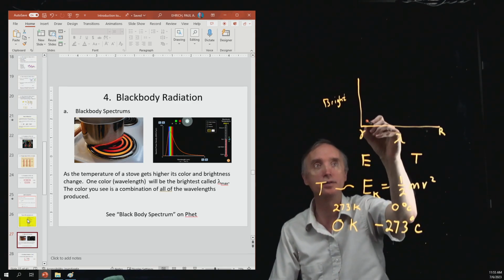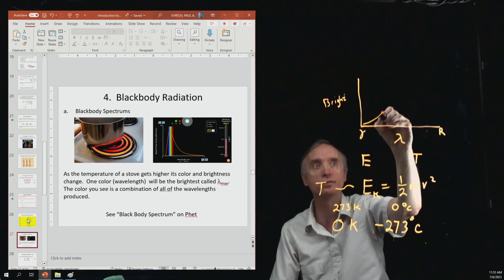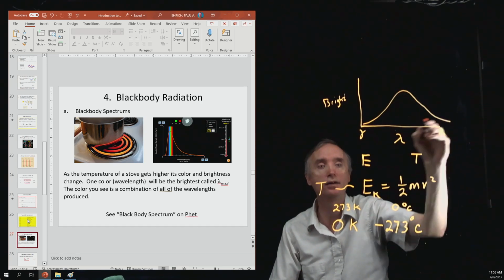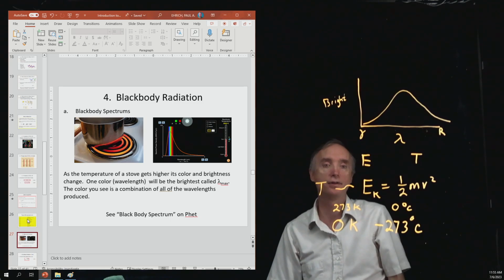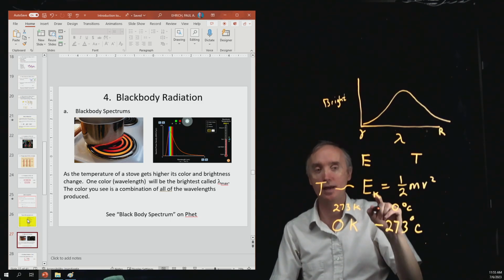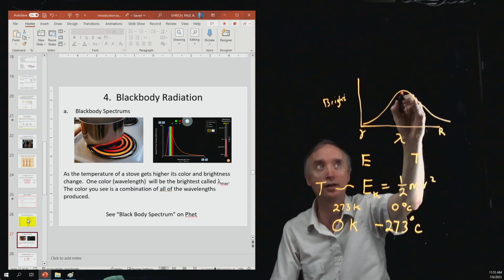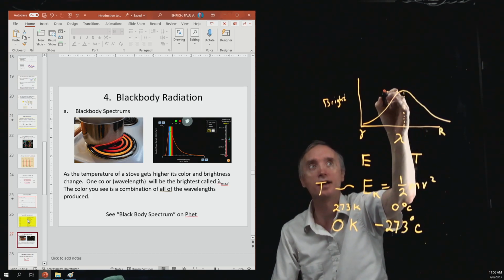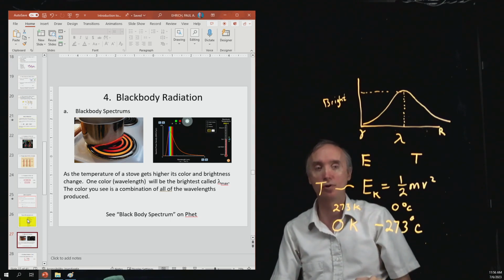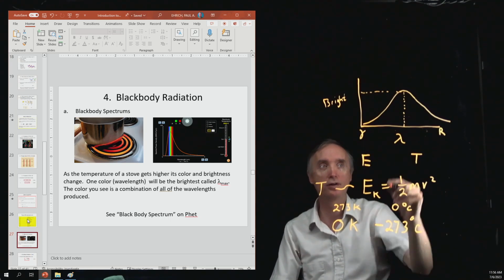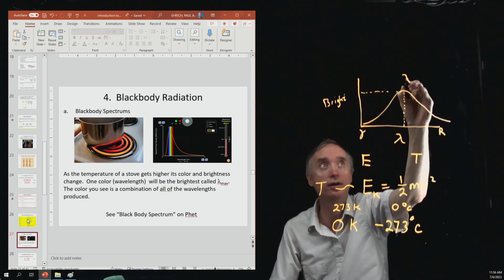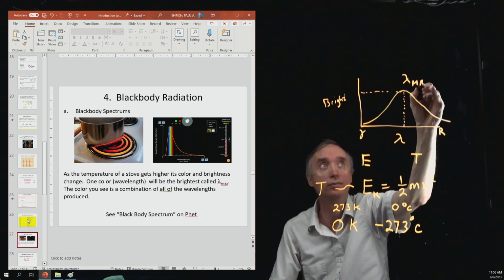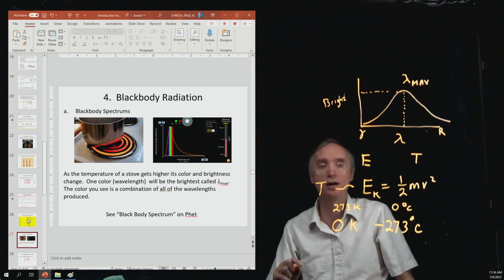And a black body spectrum does this. So it's going to make a curve like that, which means that there's going to be a particular wavelength, this one right here, at which it has its maximum brightness. So we're going to call this thing lambda maximum. So that's the color of light that is going to be the brightest in the spectrum.